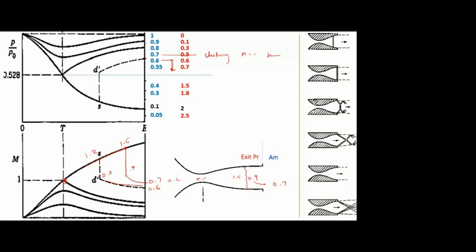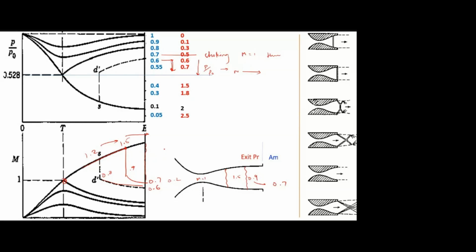Like that, after choking, if I keep on decreasing the pressure ratio, the normal shock will move towards the exit. Previously it was here, and now it is moving towards the exit. So at some point the normal shock will be at the throat, and then it will vanish. It will be swallowed. Is that clear?